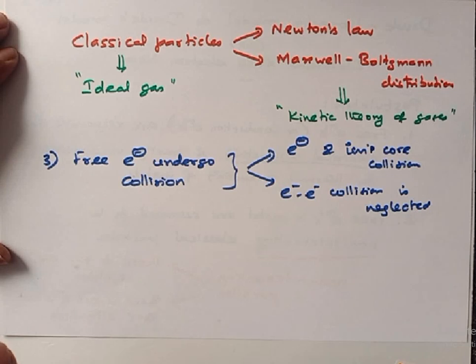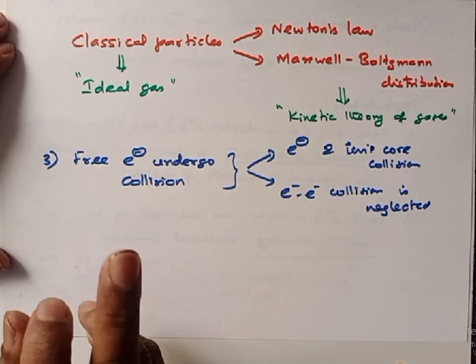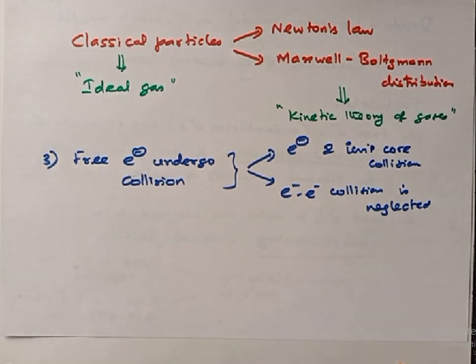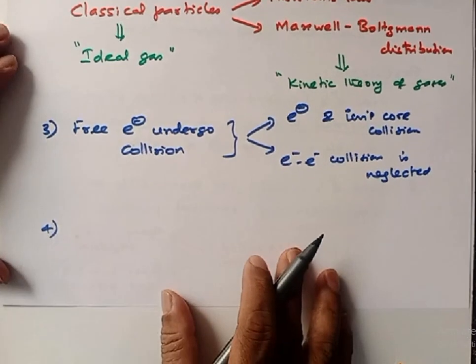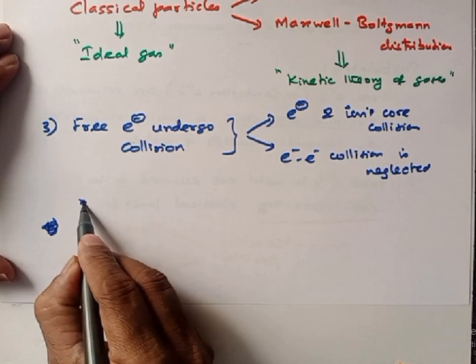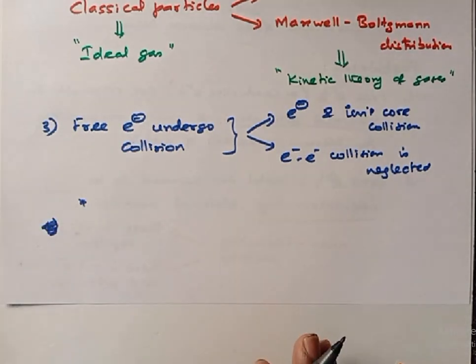In the Drude model, only electron and ion core collision is considered. So the electron moves in the lattice and undergoes collision with the positive ions present in the lattice. Clear? This is just a collision like normal two bodies undergoing collision, as you might have seen in classical mechanics. Then the next point. I'd like to give one more piece of information here. The collision that occurs here completely randomizes the velocity of the electron.